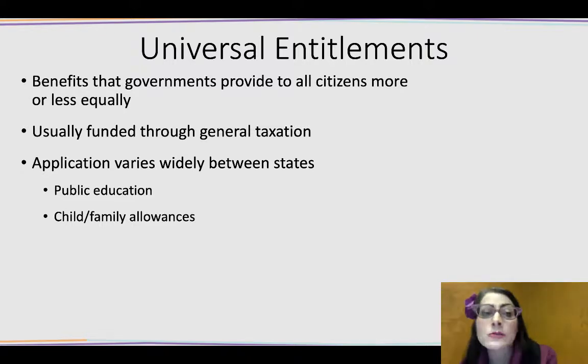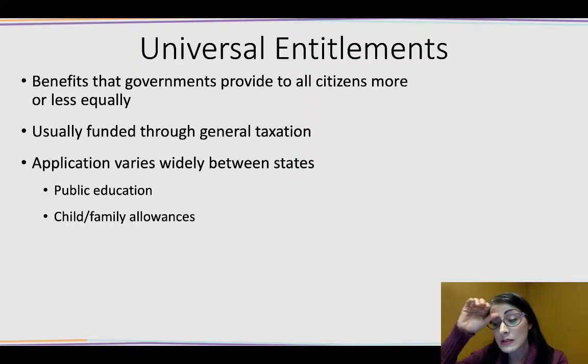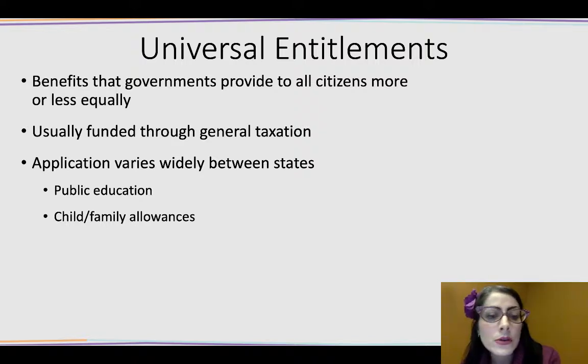So universal entitlements are basically benefits that governments provide to all citizens more or less equally, usually funded through general taxation, so money that comes out of your income taxes through every paycheck. The application will vary widely between states. It could be public education, child family allowances. It could also be things like national health care, like you might see in England or in Germany. Other countries could have pensions and this kind of thing.